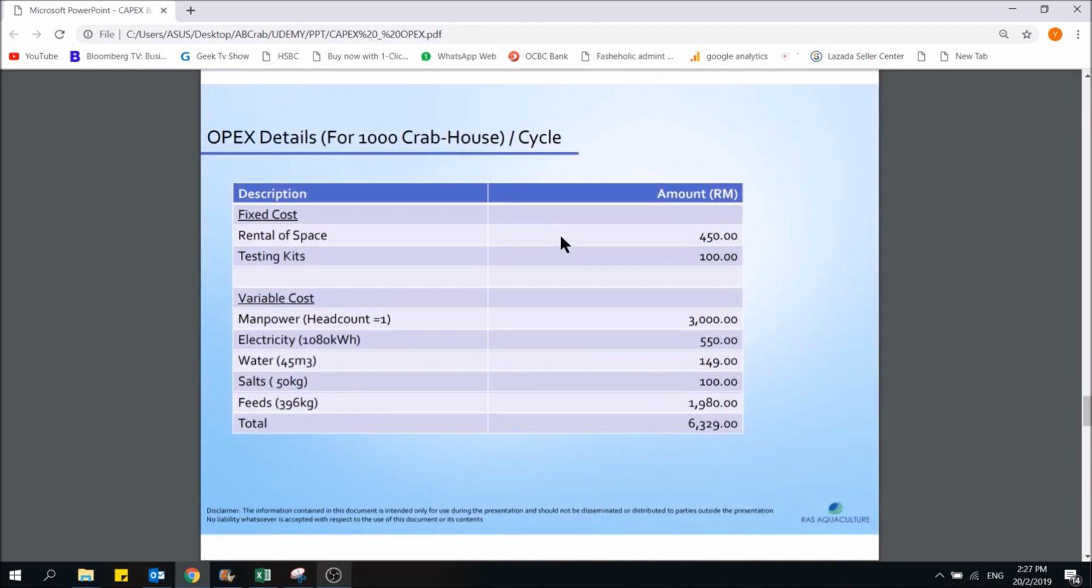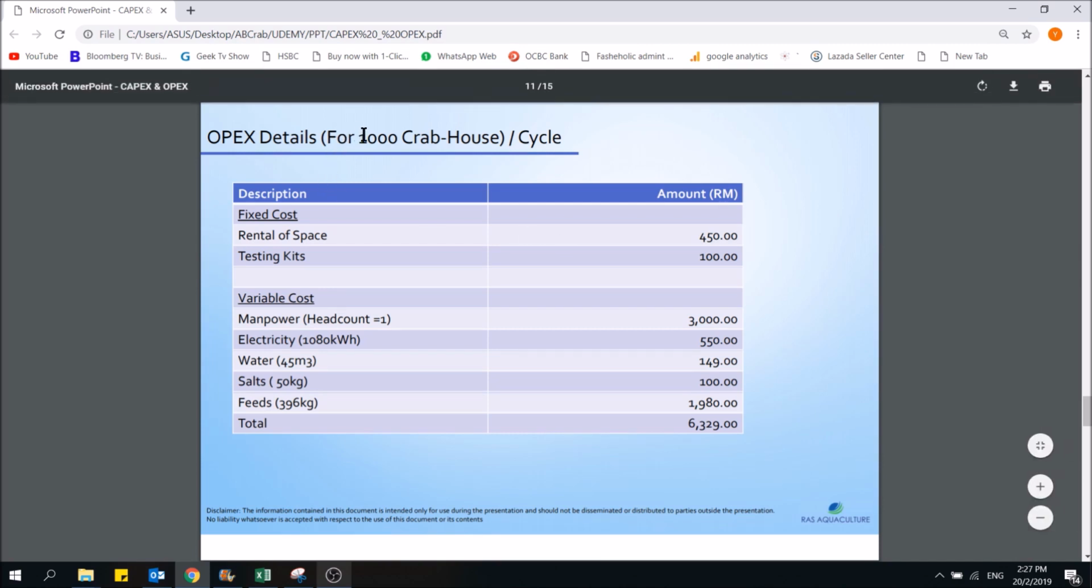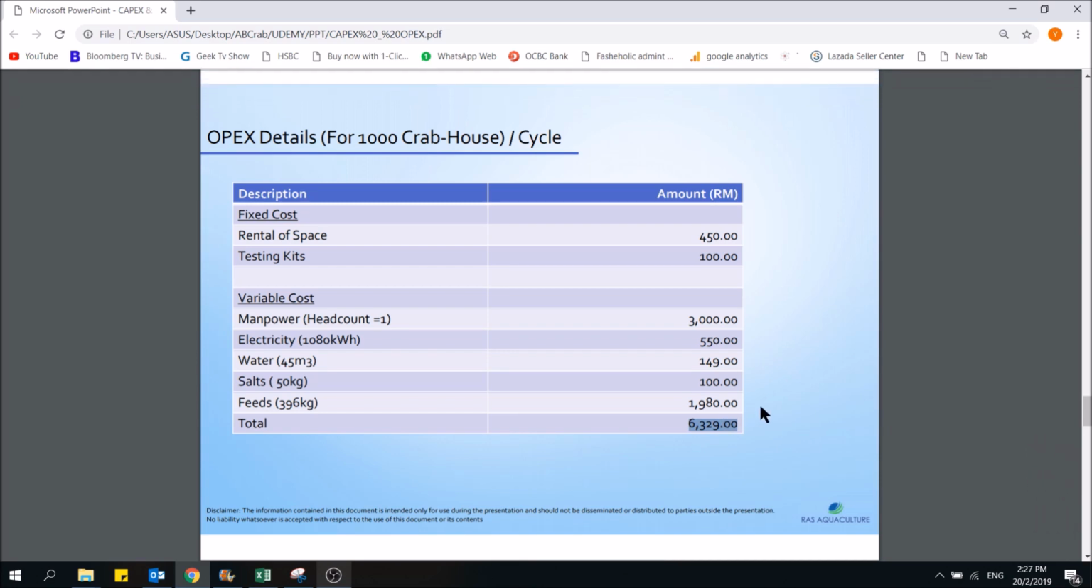Okay, so in the third case, we'll be running what we call a B2C status. So going back to the original basis of 1,000 crabs per cycle, and we are following the same rental cost, testing kits, manpower, electricity, so on and so forth. We are spending about 6,329 a month. So this is the same as the first case we presented.